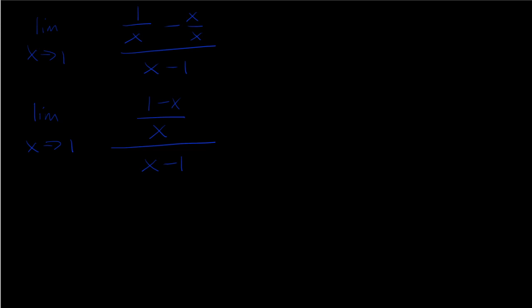So here I have a fraction, 1 minus x over x, and I'm dividing by x minus 1, which is really the same thing as multiplying by 1 over x minus 1. So this x minus 1 is going to come over here. And here's the work for it. So I'm dividing by x minus 1, so that means I'm multiplying by the reciprocal.